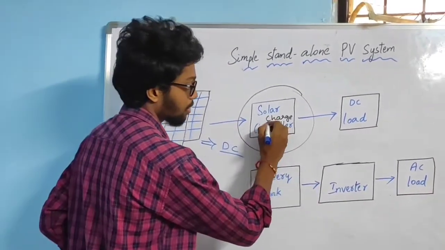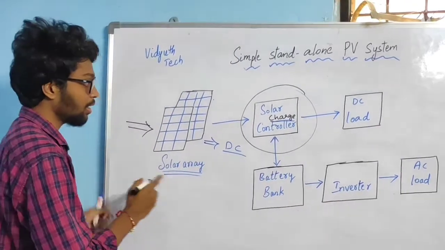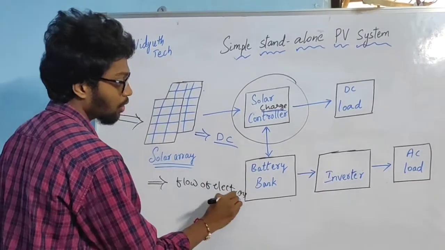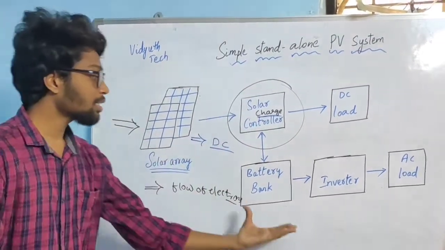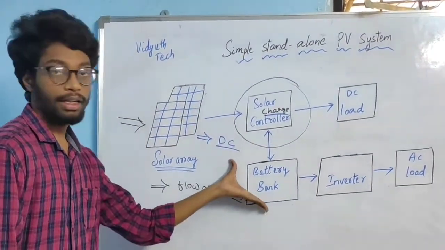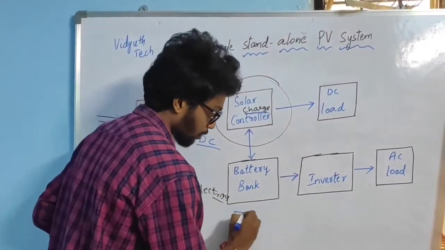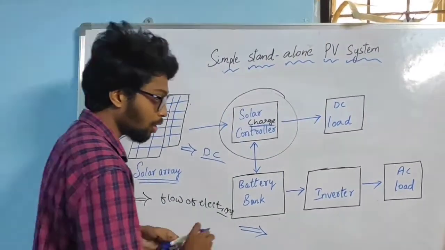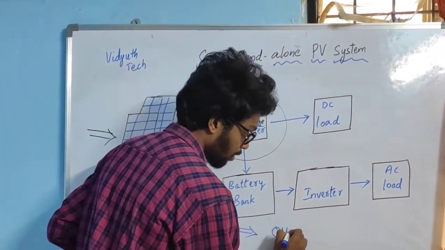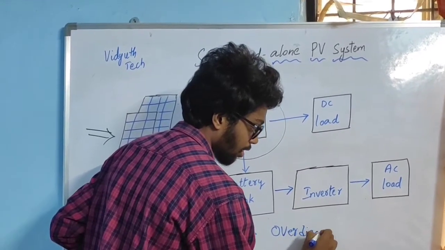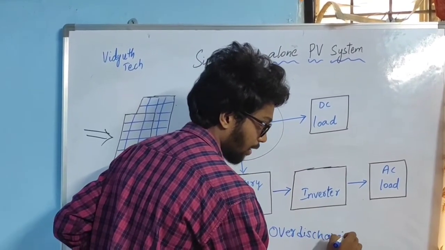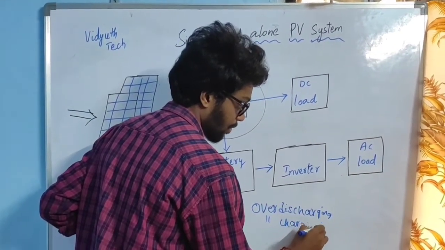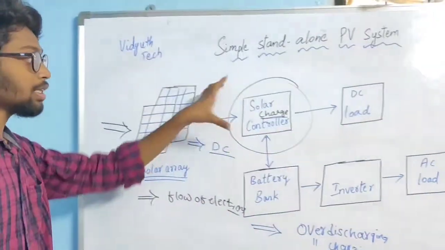Charge controller, this is the key point over here. You know, current is flow of electrons. It is going to control the current. Which current? Charging and discharging of the battery bank. Here is the question: why you have to control the current? We have to control or prevent over discharging or overcharging of the battery. To do this, we are going to use the charge controller.